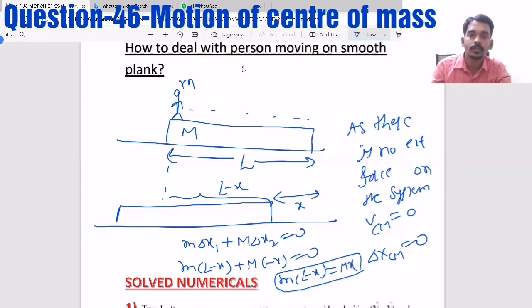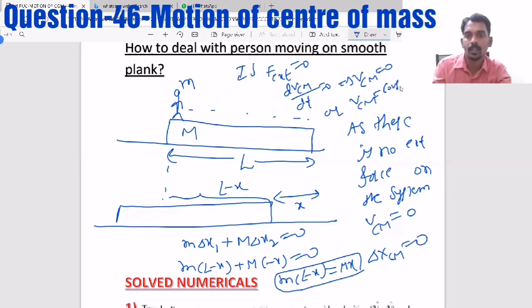But here the thing you have to remember is that if F external is 0, then d VCM by dt is 0, which implies VCM is 0 or VCM is constant. As initially the velocity of the center of mass is 0, it remains at rest. If the velocity of the center of mass already has some constant value, then as there is no external force, it continues to move with the same velocity. Based on that fact, they may ask the question.